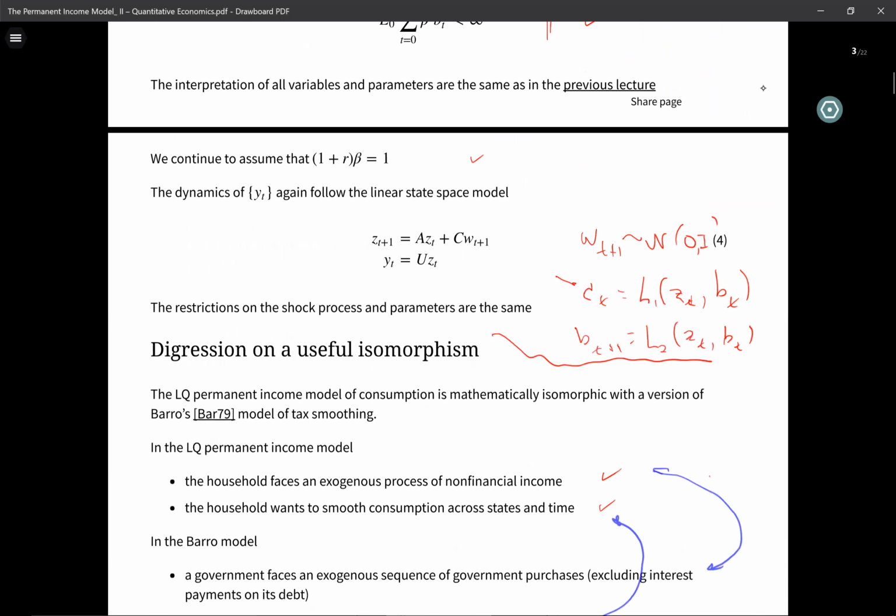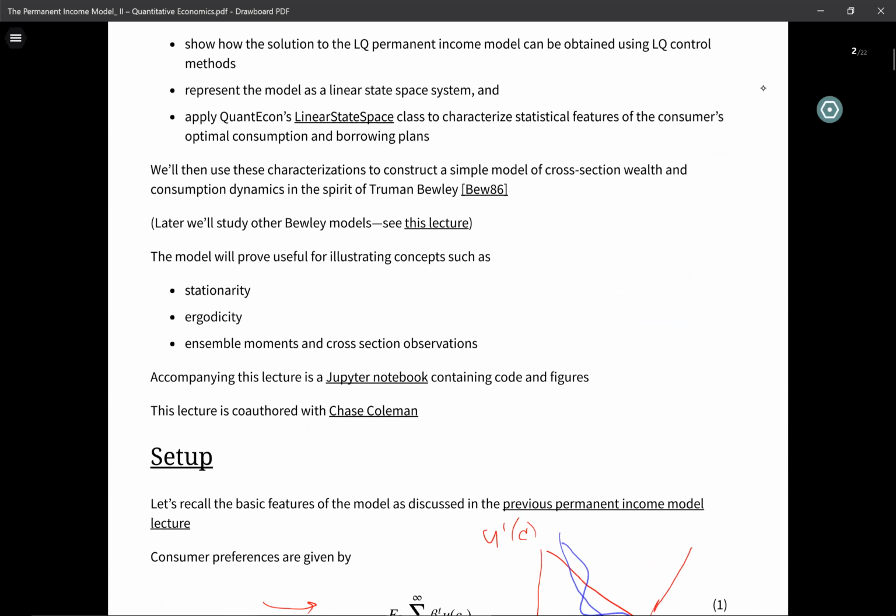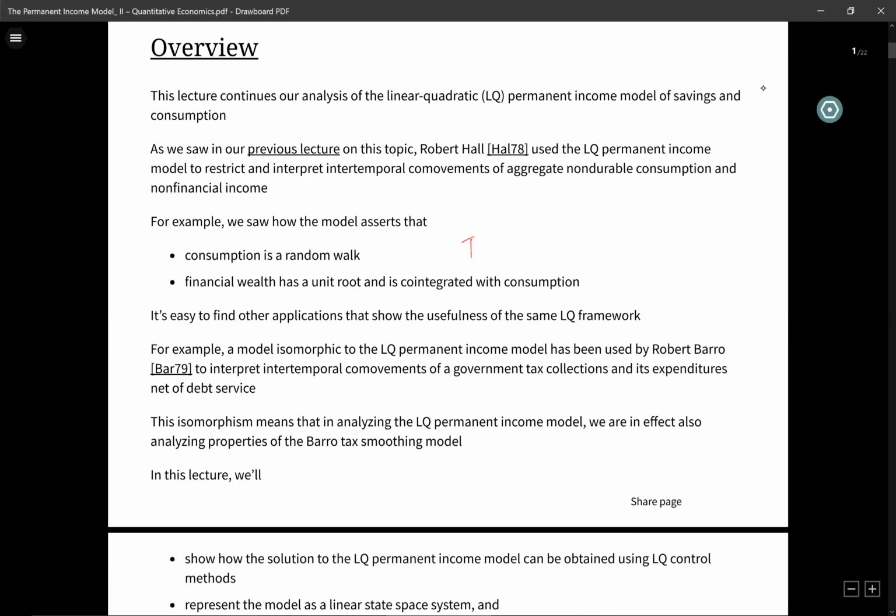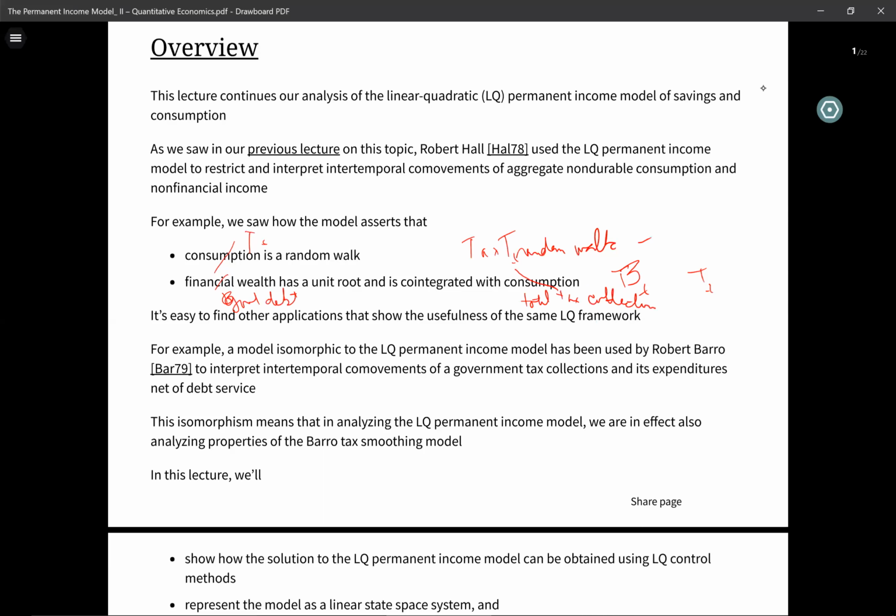So what do we get from this? We get an easy way to read Barro's paper, because what we're going to find now is, come back here, tax collections are a random walk, and they are independent of the process for government expenditures. And financial wealth, well, here government debt has a unit root and it's co-integrated with taxes. We just rewrite this as T_t. We write this as government debt, and we write this as total tax collection. Okay, so this, my writing's terrible. Okay, this is basically all we need to take away from Barro's model.